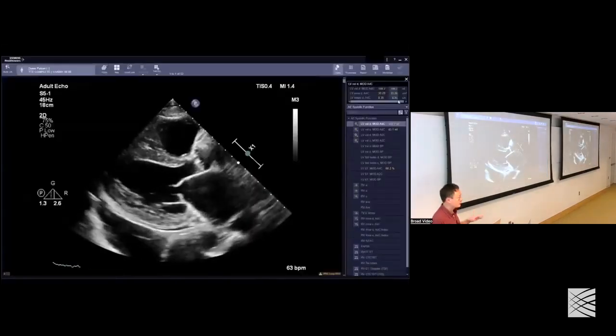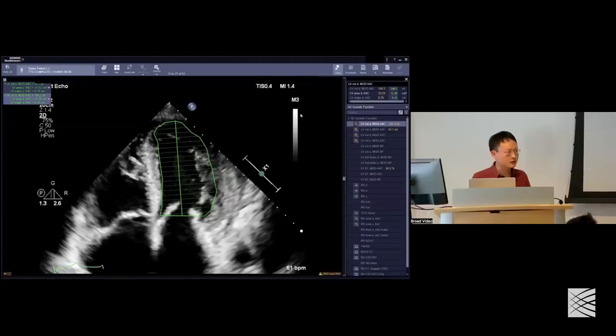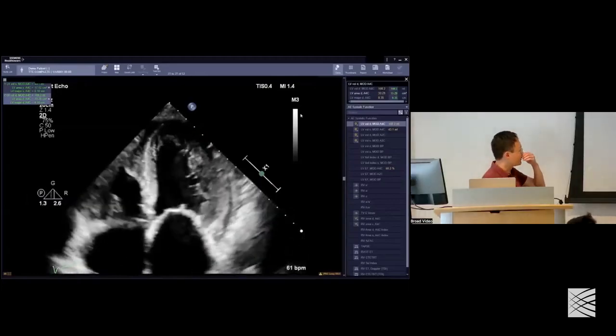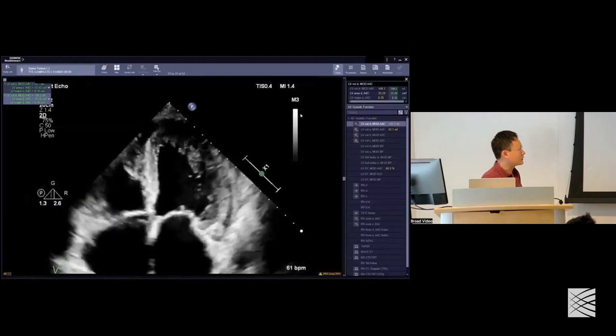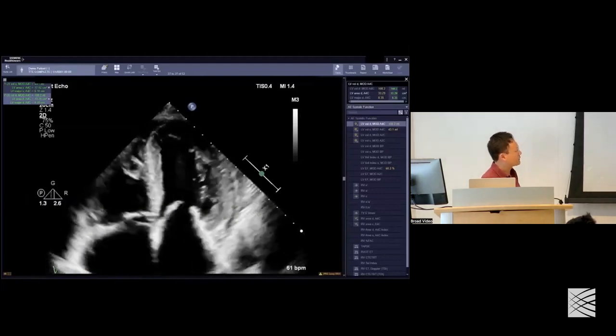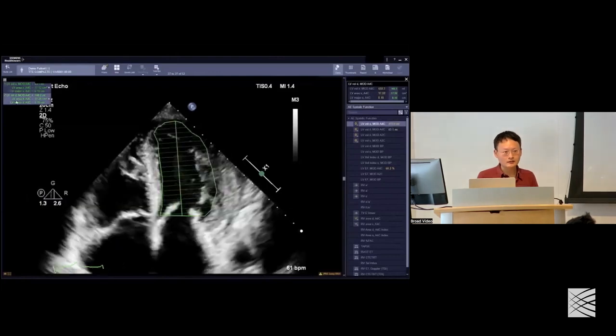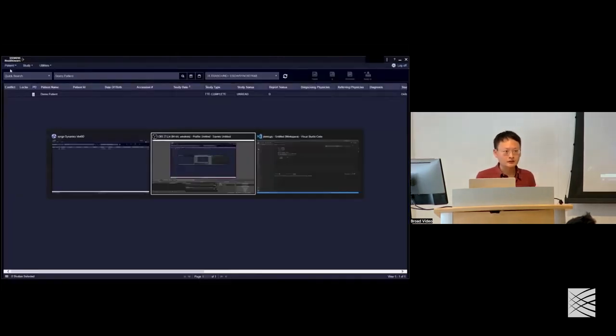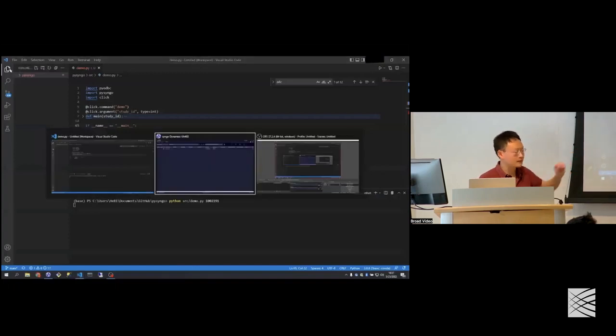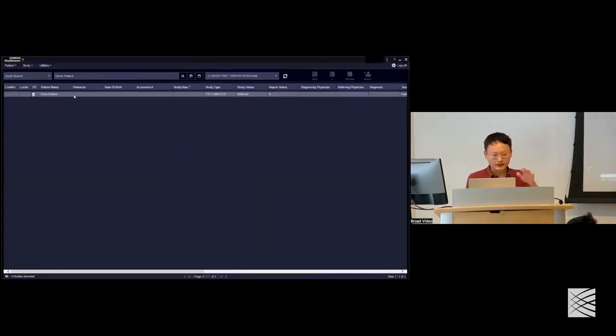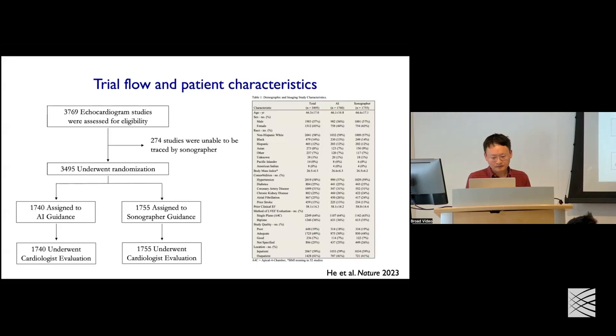To make sure everything is integrated into the workflow, we spent a lot of time building the algorithm directly into the vendor system, into Siemens. The benefit is that the cardiologists and sonographers don't need to change any of their workflow or behaviors. They're already familiar with using the system, and the AI is basically a layer on top of that. This is done for about 3,500 studies, where half are randomized into the AI arm and the other half into the human clinical workflow.